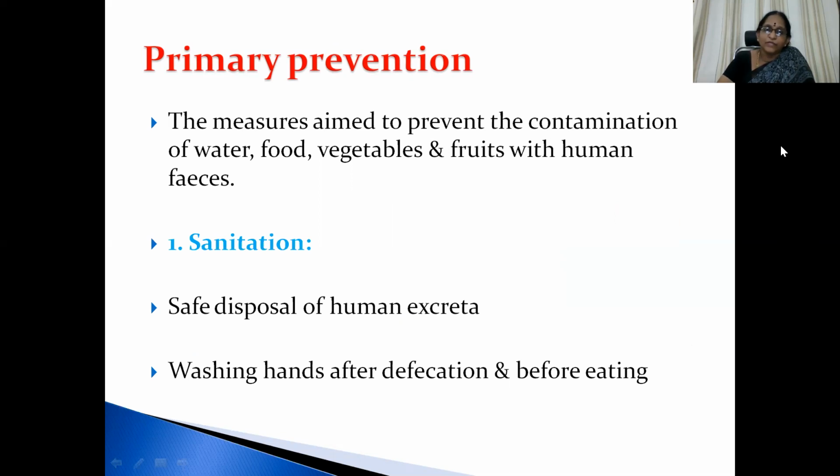Primary prevention means the measures aim to prevent the contamination of water, food, vegetables, and fruits with human feces. So the first step to be taken care of is sanitation, safe disposal of human excreta, especially in rural areas. We need to educate the patients in that way. And then washing hands after defecation and before eating. Not only in rural areas, even in urban areas, we also need to educate especially children in this regard.